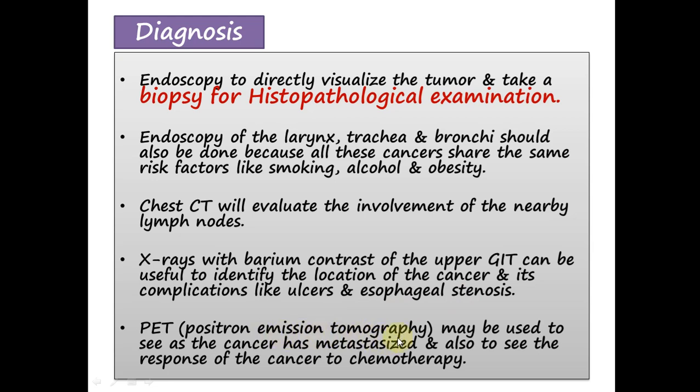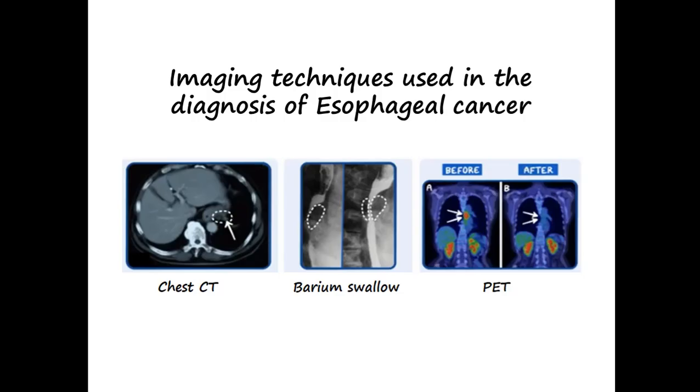Positron emission tomography is a procedure, and by using it, we may also see whether the cancer has metastasized, and we can also evaluate the response to chemotherapy. If we are doing chemotherapy, the positron emission tomography can tell us whether the tumor has decreased in size or not. So we can use this procedure to see the effects of the chemotherapy.